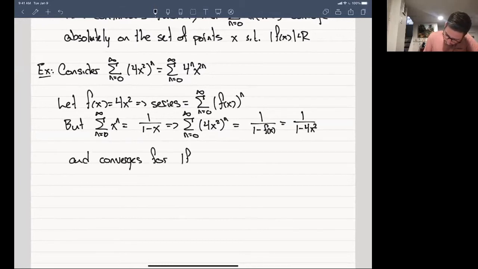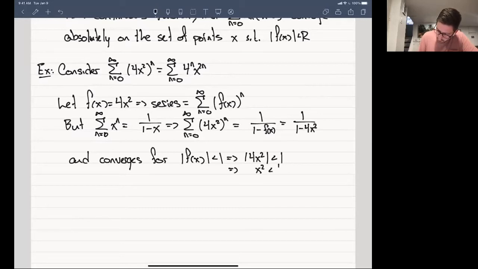for f of x less than 1, because we know that the radius of convergence for the series, the sum of x to the power of n, that radius r is equal to 1. So this is the same as 4x squared is less than 1, which is the same as x squared is less than a quarter, which is the same as the absolute value of x is less than 1/2. So the new series that converges to 1 over 1 minus 4x squared will converge for all x between minus 1/2 and 1/2. The nice thing is that it sort of compactifies a lot of our work, right?